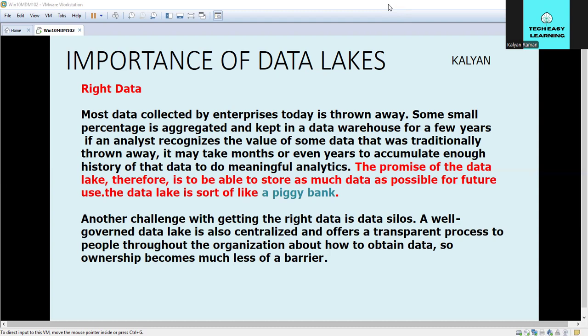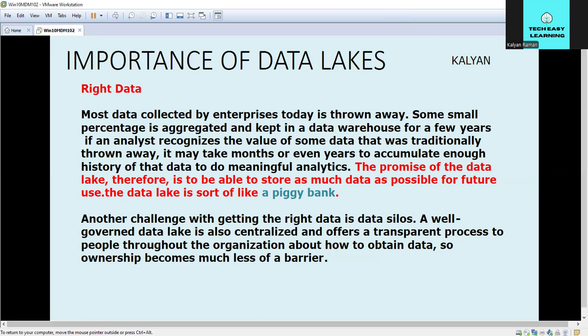The data lake is sort of like a piggy bank. Piggy bank means, I think you know, students and kids will put some money in that bank, a small amount. Then later on they will open it and use the money. On a daily basis or monthly basis they will put the money in the piggy bank. Likewise, the data lake is like a piggy bank. You have to keep on accumulating things. Store as much data as possible for future use.